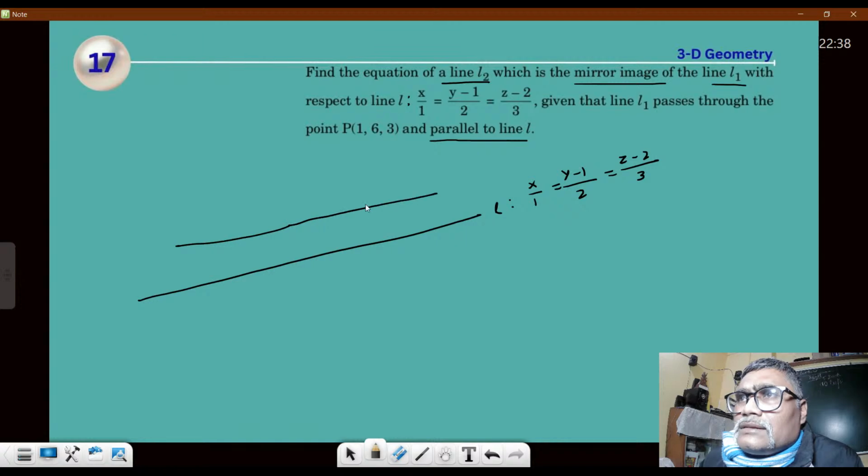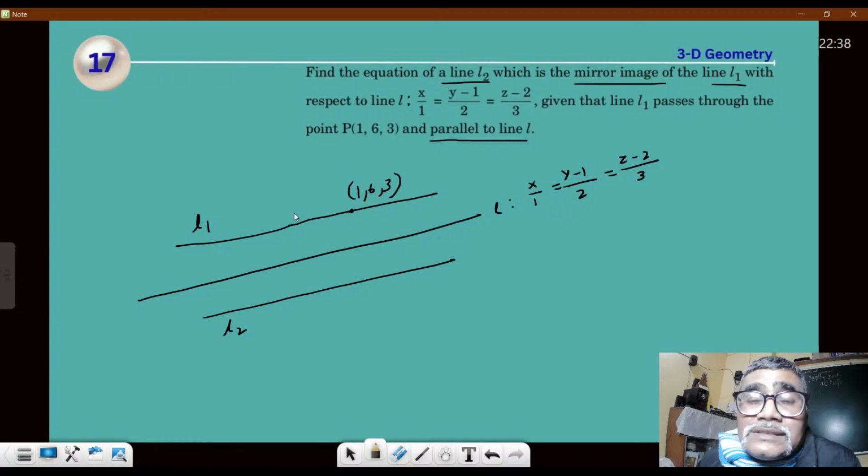This is L1 passing through the point (1, this), and here this is L2. And now you have to find this equation. Actually, all these three lines are parallel. So the only thing is that I have to find one point on L2. That is the main thing you have to do. So that point can easily be found. Just find the image of this point here, because as all the three lines are parallel, my direction ratios for all the three lines will be 1, 2, 3 only.